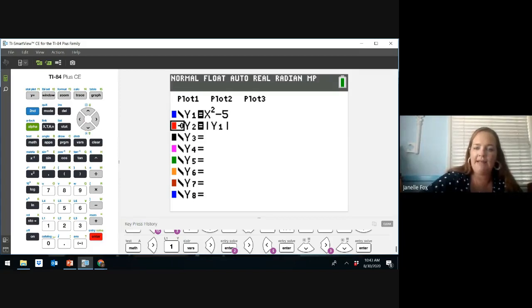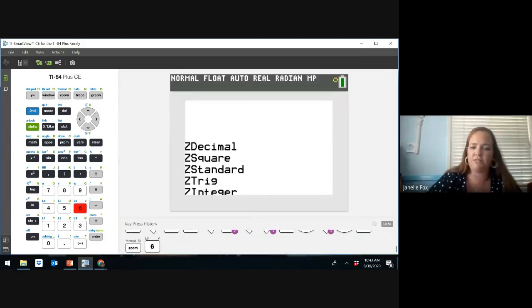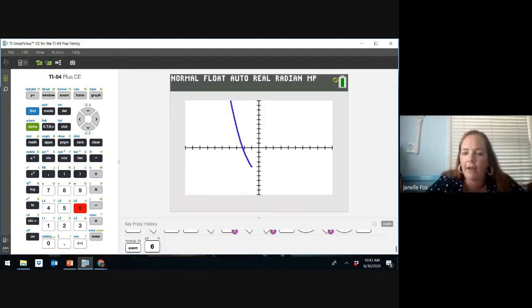Okay, I'm going to hit enter, and then I'm going to go back to zoom standard. So I'm going to hit the zoom button, and then I'm going to choose number 6 for zoom standard, and then let's watch it graph. Okay, there's my parabola, and this is the absolute value of my parabola. So you can see how if they were the same color, it would be hard to tell where that second graph was, because they are exactly the same on the edges. So now check that out. That looks really nice for us to do.